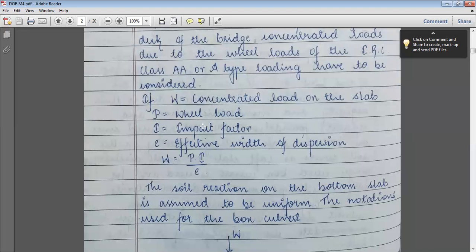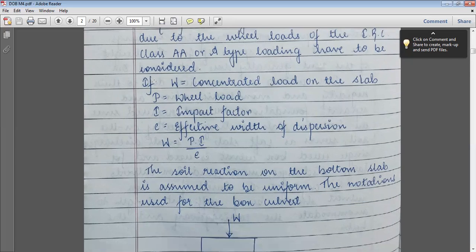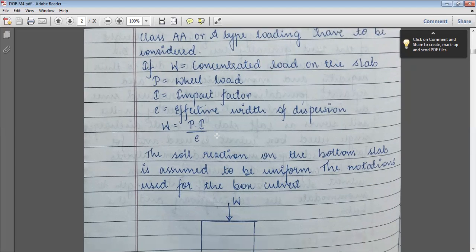So what is the equation for calculating that W, the action of load on the top slab? W is equal to P I by E, where W is the concentrated load on the slab, P is the wheel load, I is the impact factor, E is the effective width of dispersion. Correct? So the total axle load of the wheel is converted to the point load, that is the concentrated load on the horizontal slab of the box culvert. How do we convert it? P into I by E, where P is the wheel load and I is the impact factor.